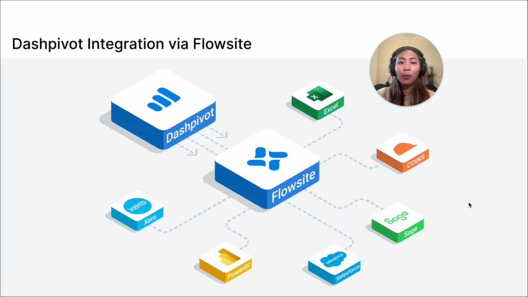Dashpivot can be used for many other use cases, and data can be synced to external tools such as SharePoint, Excel, Power BI, etc. using our integration product Flowsite. With this, you can seamlessly transfer your logbook data from Dashpivot to your preferred data storage or analytic tools.